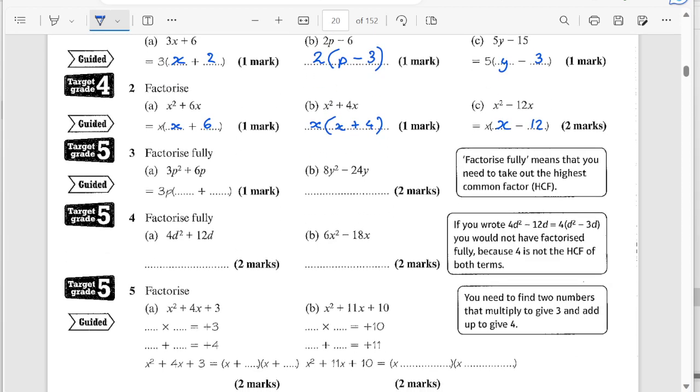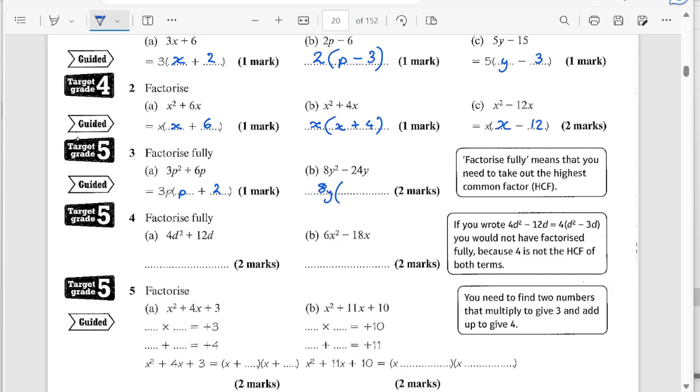And next row, we can take an algebra and a number part. So the first one, we can take 3p out as a common factor, and then what would we times 3p by to get 3p squared? That would be p. And what would we times 3p by to get 6p? That would be 2. And for the final one, highest common factor of 8y squared and 24y would be 8y.